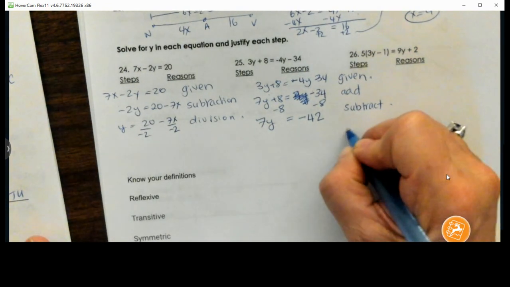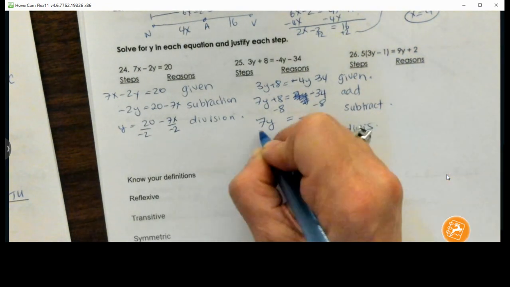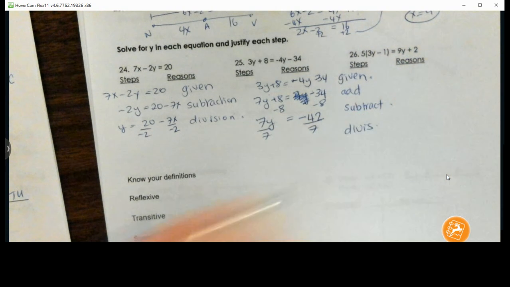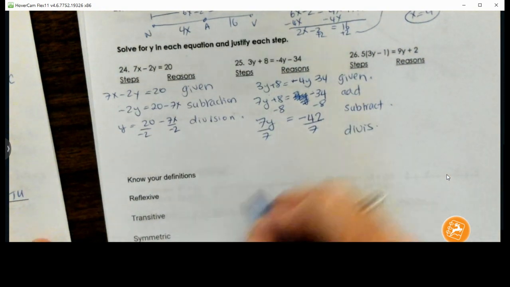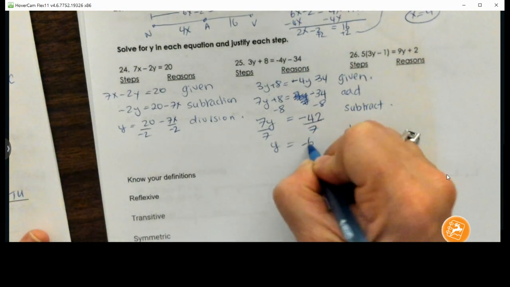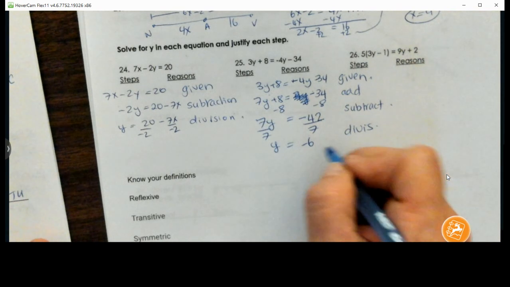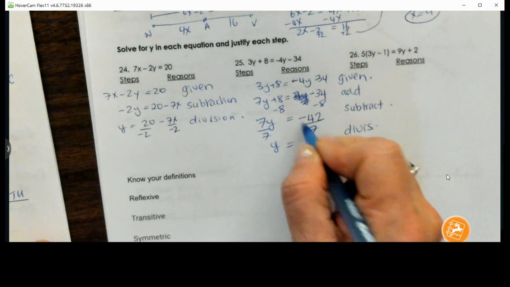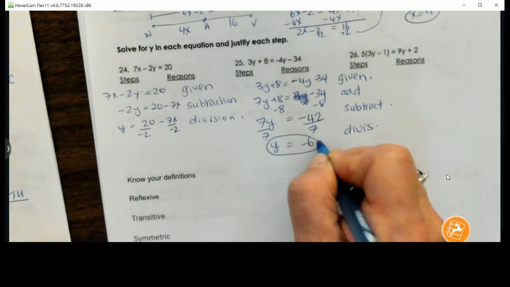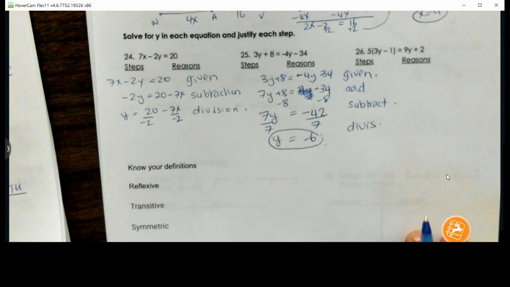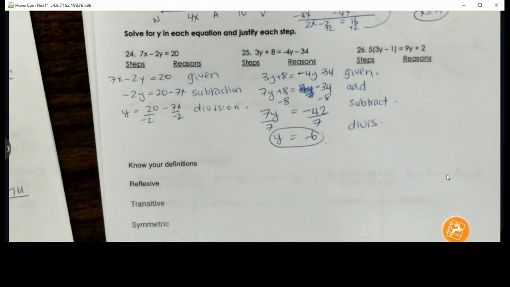My last step is division. I'm going to divide both sides by 7. And we get y is equal to negative 6. Oops, I didn't have to circle it. That wasn't an answer. This one will be on your sheet.